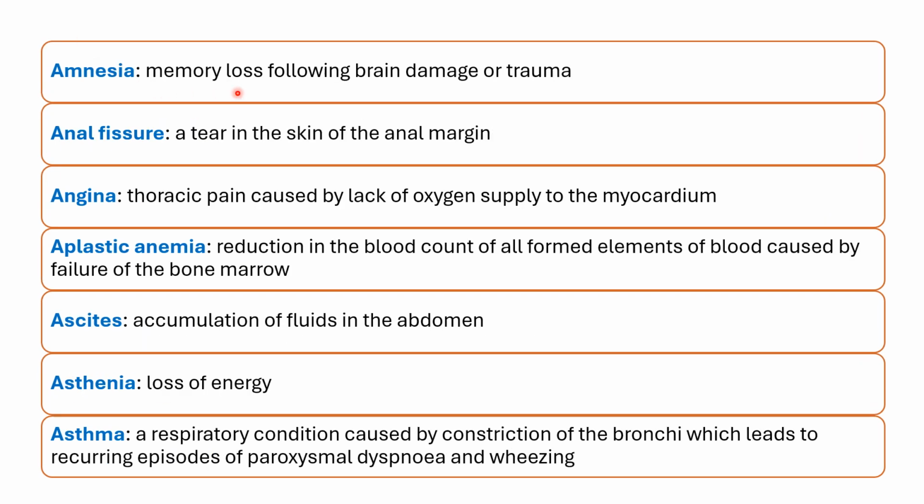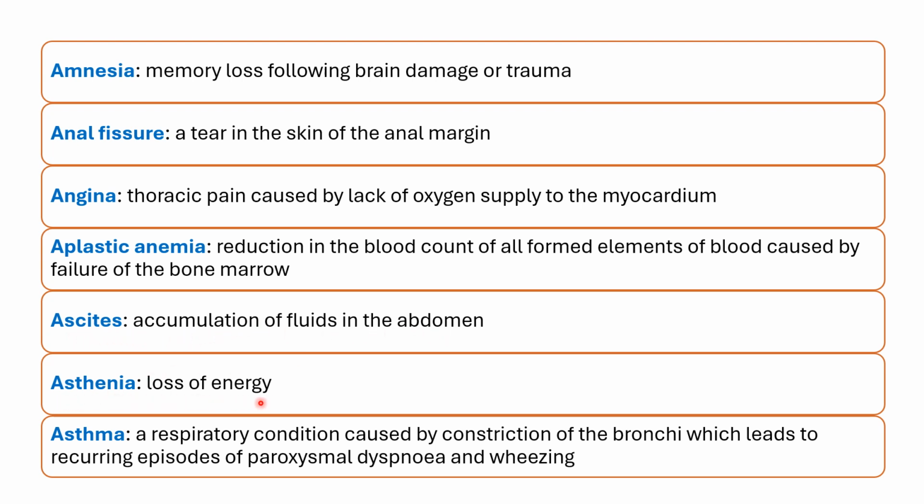Amnesia means memory loss following brain damage or trauma. Anal fissure is a tear in the skin of the anal margin. Angina is a thoracic pain caused by lack of oxygen supply to the myocardium. Aplastic anemia means reduction in the blood count of all formed elements of blood caused by failure of the bone marrow. Ascites is the accumulation of fluids in the abdomen.